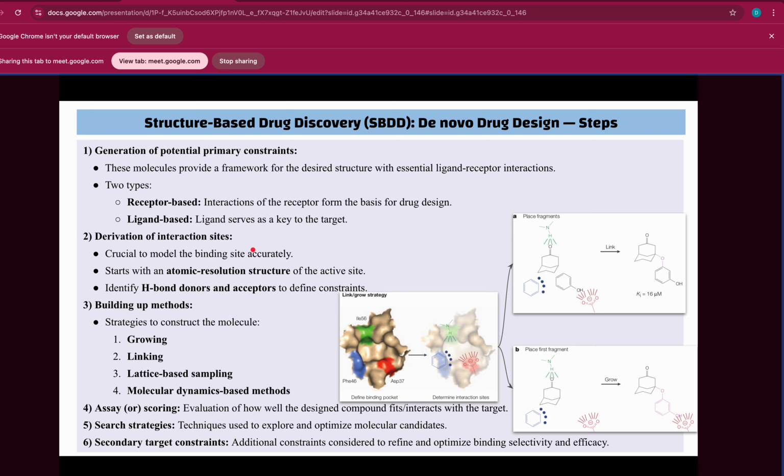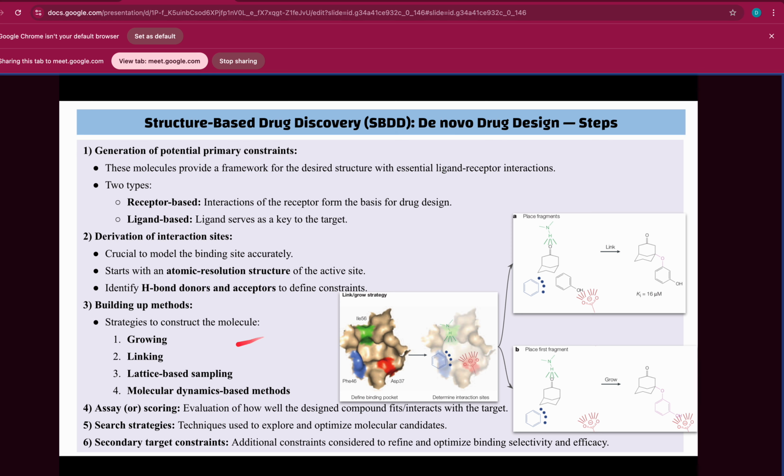Then derivation of interaction sites. This is crucial to model the binding site accurately, because you must know what the interaction sites are. It starts with an atomic resolution structure of the active site. So for example, this is my target protein, this is my binding site. These are the amino acids which are present in my binding site. Now we can study these amino acids. This will be my atomic study, in which I will see what atoms are present in these amino acids. Either they are hydrogen bond acceptors, or they are hydrogen bond donors, or there is a phenyl ring which is present. All these groups are identified, and this is very crucial to design the de novo drug molecules.